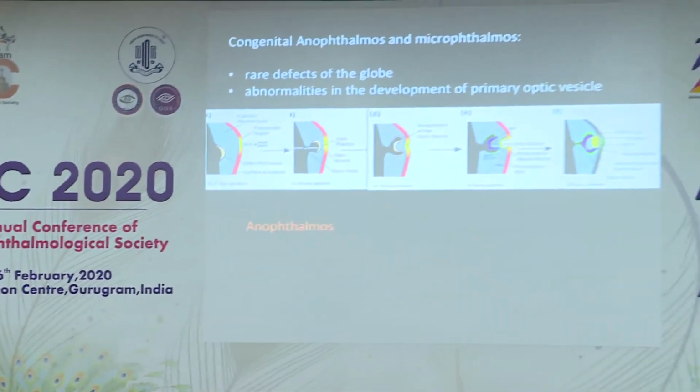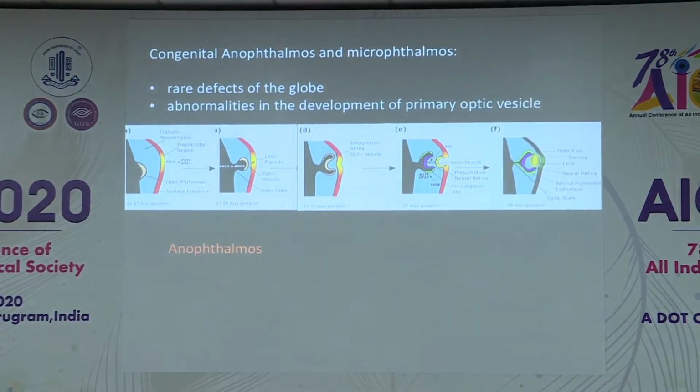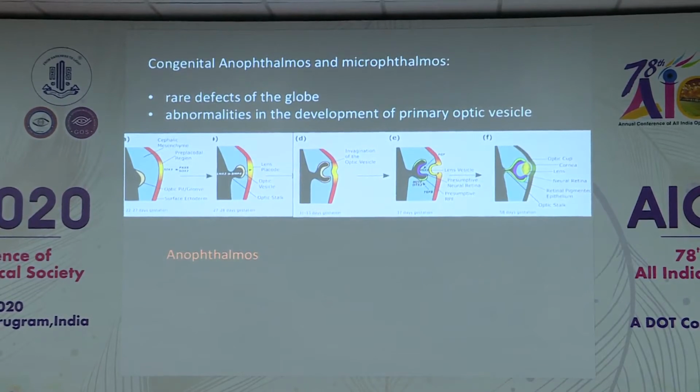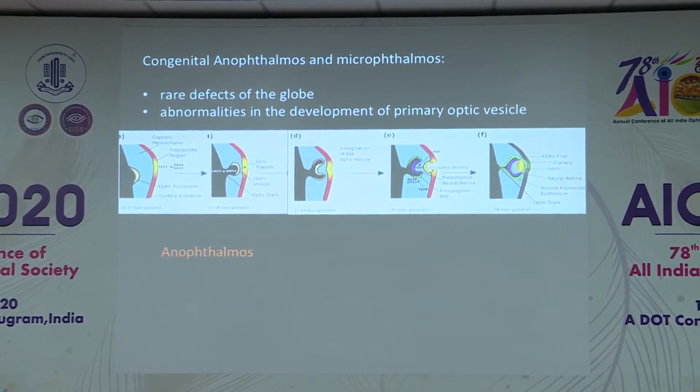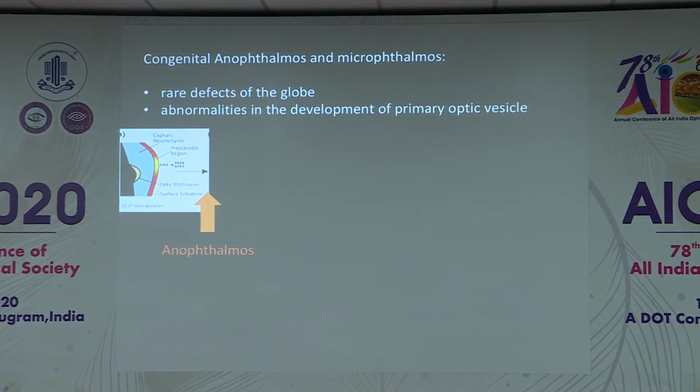So basically, congenital anophthalmos and microphthalmos are defects of the globe, which occur when there's an abnormality in the development of the primary optic vesicle. This is basically the embryology, which you don't need to know in detail. But before the invagination happens, if there is a defect at a genetic level, then there is no further growth and you get a completely anophthalmic eye.